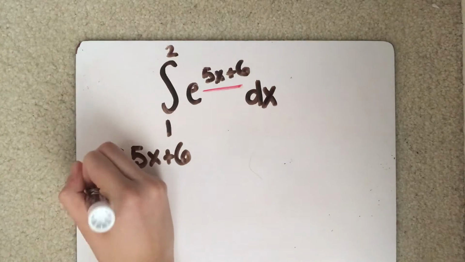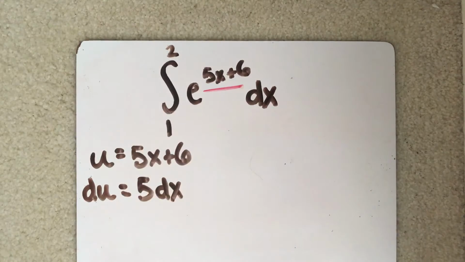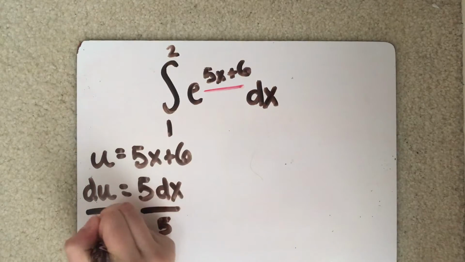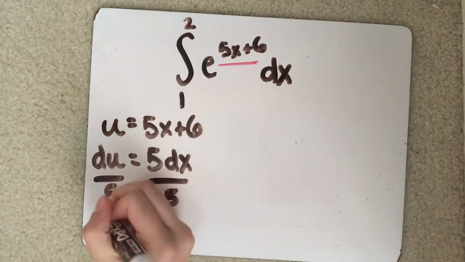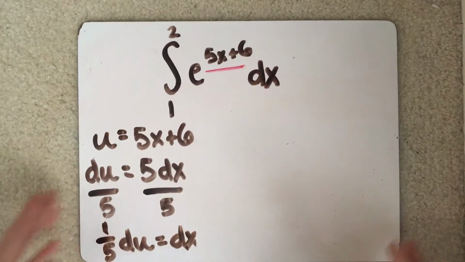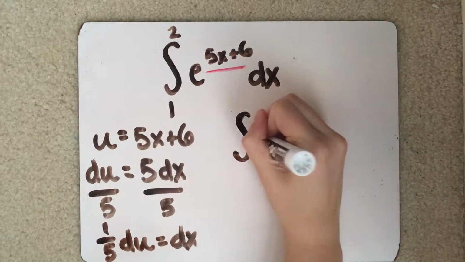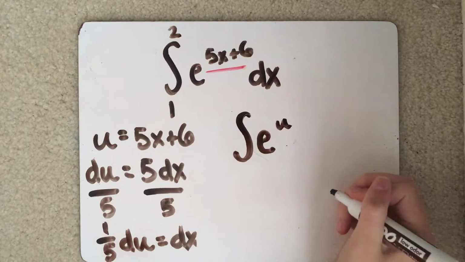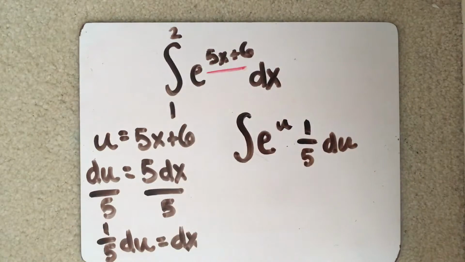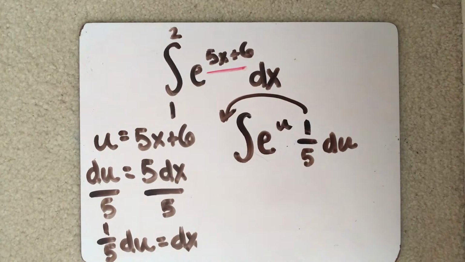Take the derivative. du is equal to 5 dx, but we don't want this 5 over here. We have to divide both sides by 5, leaving us with 1/5 du equals dx. Now that we know this, we can go ahead and plug in our values. e to the u, 1/5 du.